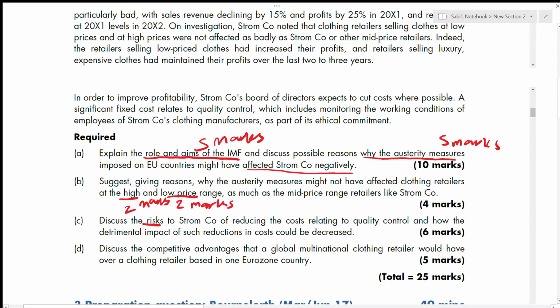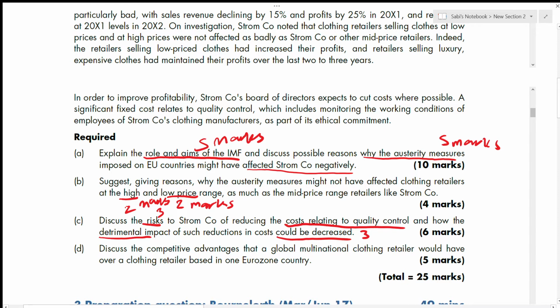And also how the detrimental impact of such a reduction in cost could be decreased, because there will be some risk because of that reduction in cost. How that negative impact could be reduced. So here also there are 2 requirements in one, and it's for 6 marks. So 3 marks for risk, 3 marks for how the detrimental impact could be reduced.